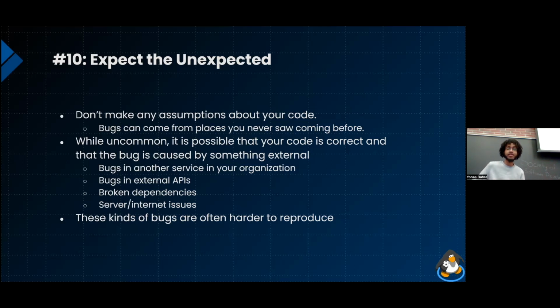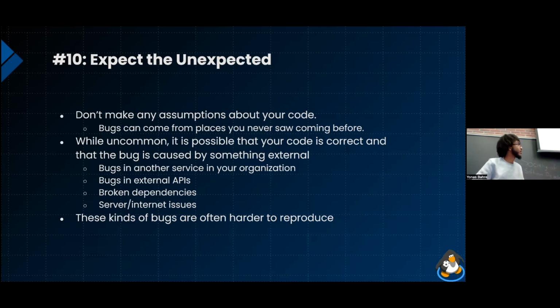kind of like what Brian alluded to, sometimes it's possible your code is correct and the bug is caused by something external. Now, bugs in other components and code that you didn't write yourself are a bit rare, but very much possible. Probably the most common of these is bugs in another service in your organization. If you're working somewhere with a microservice architecture and you're sharing services between different products, and there's a bug there, then it's going to affect you.